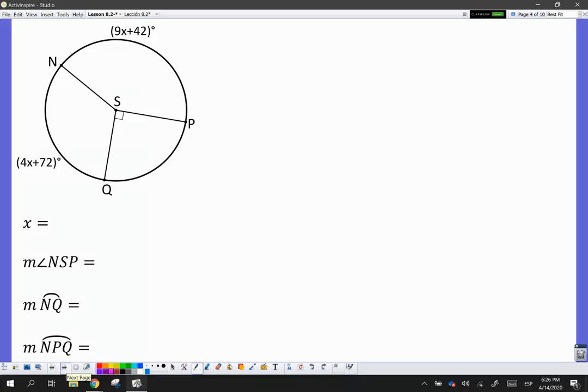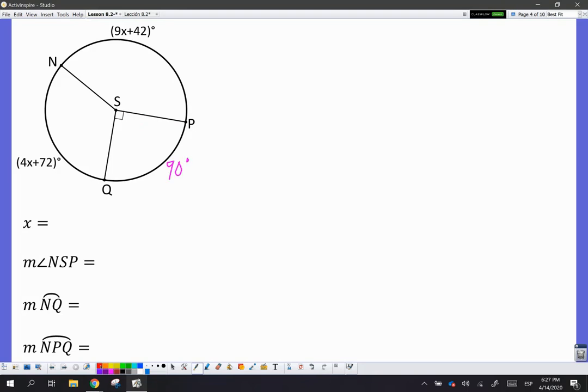Now this time, there are equations involved. We have some expressions here with x, so it's going to be a little bit tougher, but we can get it. First, we need to find out the value of x. It says x equals, and I need to find out what x is. So let's take a look at what we have in our circle. We have the measure of arc NP as 9x plus 42 degrees. We have the measure of arc NQ as 4x plus 72. And we have this angle that is 90 degrees, which means that this arc is also 90 degrees.